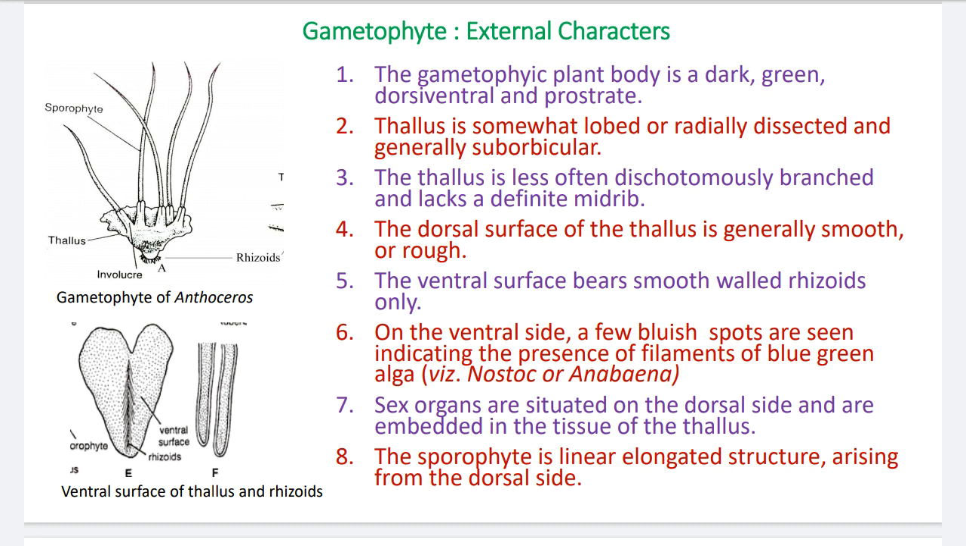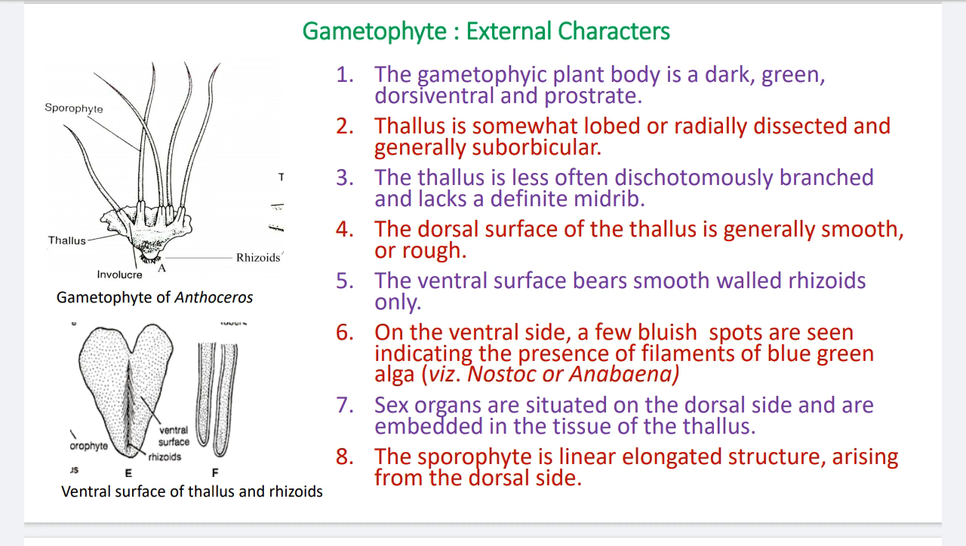Number 6. On the ventral side, a few bluish spots are seen, indicating the presence of filamentous blue-green algae, for example Nostoc or Anabaena. Anthoceros forms a symbiotic association with the blue-green algae, for example Nostoc, Anabaena, and these blue-green algae enter the thallus through the ventral surface. So Anthoceros always shows a symbiotic association with the blue-green algae.